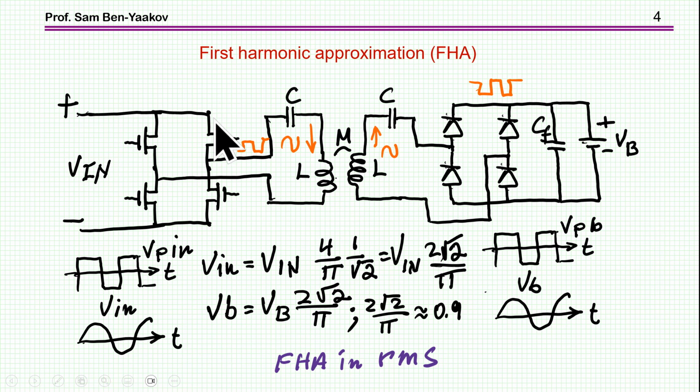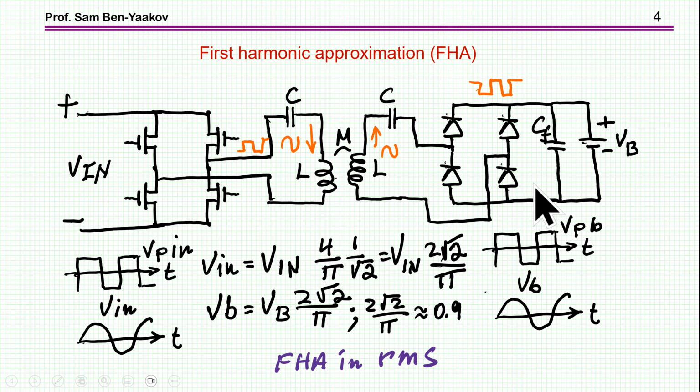Okay, so let's see how we do this. We have here a square wave. The first harmonic of the square wave is 4 over pi. This is the peak value. 1 over square root of 2 gives the RMS. So the RMS, this is now RMS, small letters here, is the input voltage times 2 square root of 2 over pi, which is about 0.9. Okay, so the first harmonic, sinusoidal harmonic here, is 0.9 of the DC here.